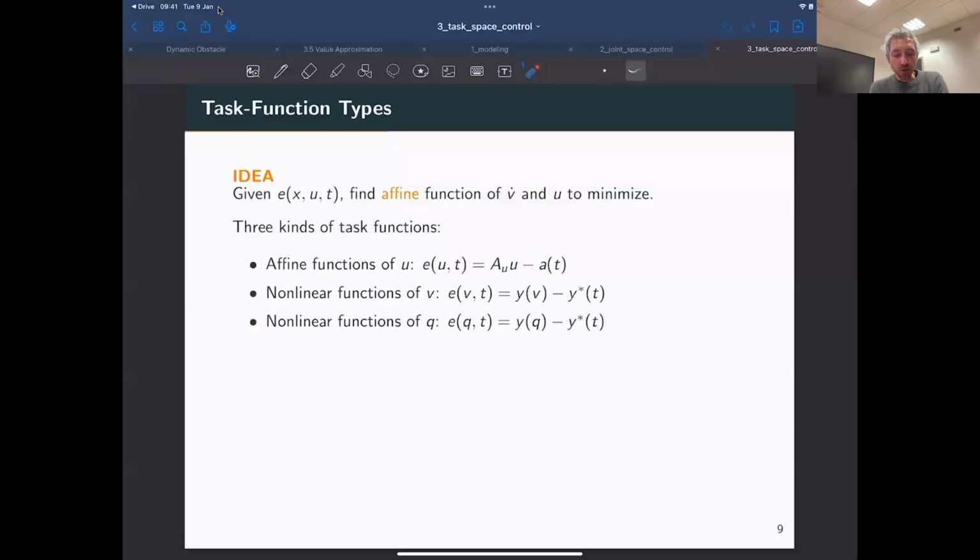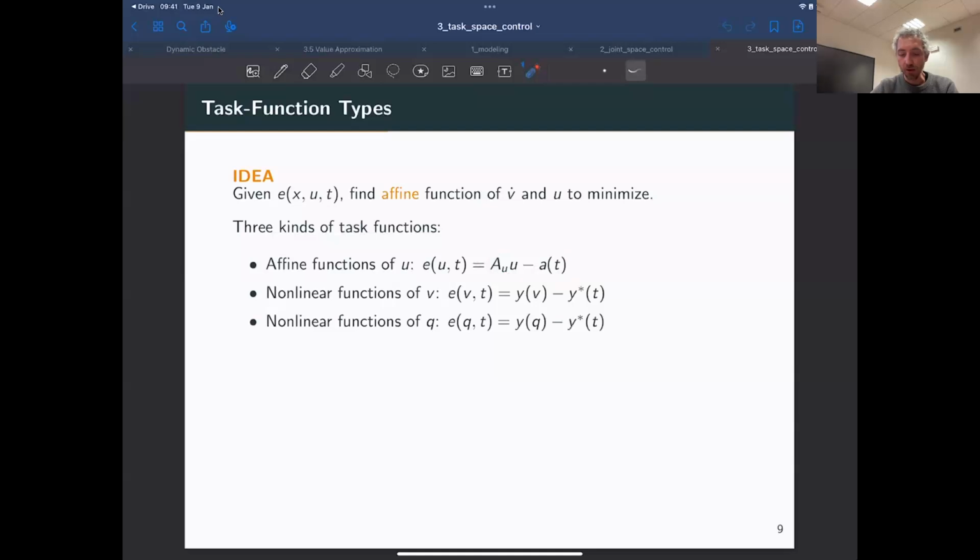So we're going to see that we can work with three different kinds of functions. We can work with functions of the control U, functions of the robot velocities V, or functions of the robot configuration Q. We could also have mixes of these, but in practice, that very rarely happens. You typically have functions of either one or the other. So we're going to deal with these three cases separately to make things a bit simpler. And let's just analyze the first case, which is the simplest.